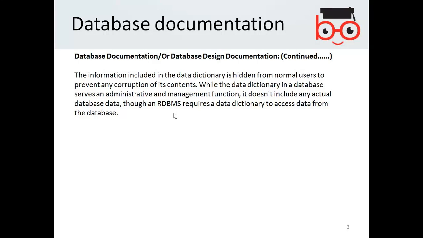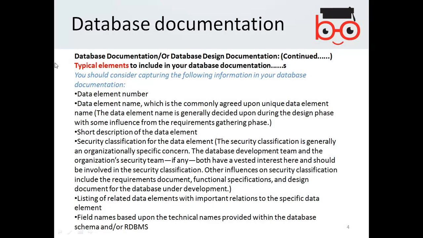Some more slides about the data dictionary are given at the end of the slides, and I will complete these slides first. Typical elements to include in your database documentation: you should consider capturing the following information. For example, data element numbers, how many data elements you will be using, the names of the data elements, the short description of data elements, security classification for data elements, listing of related data elements, field names, and so on.